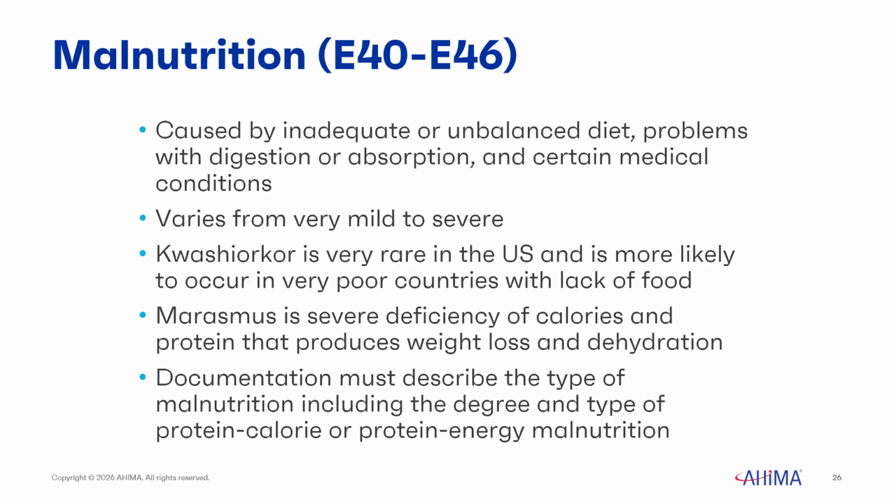On the opposite end of obesity, we have malnutrition. Malnutrition is caused by inadequate diet, digestive problems, or medical conditions, and this can range from either mild to severe. Kwashiorkor, a word I like saying, or marasmus are severe forms. The documentation must specify the type and degree of malnutrition.